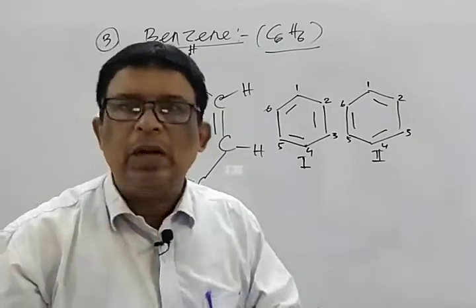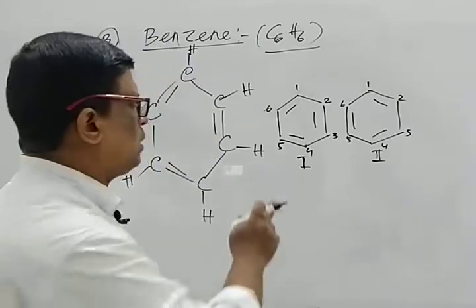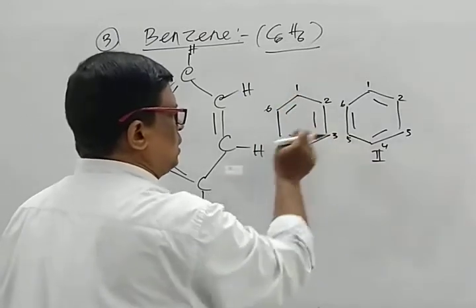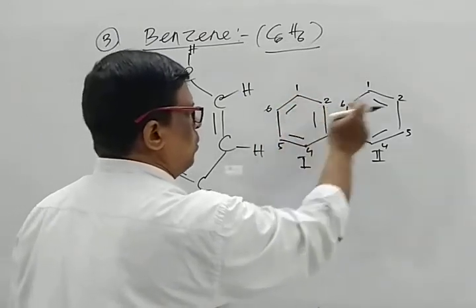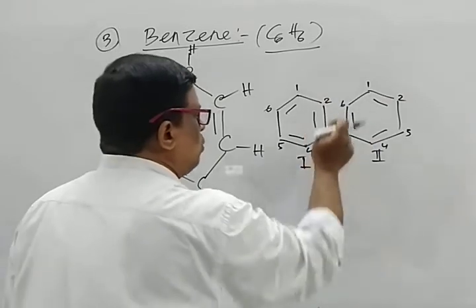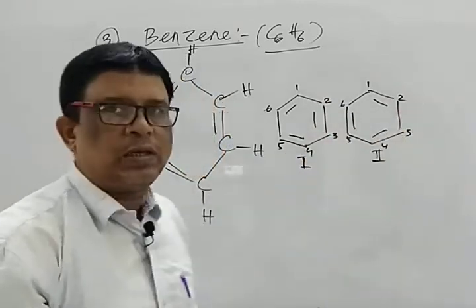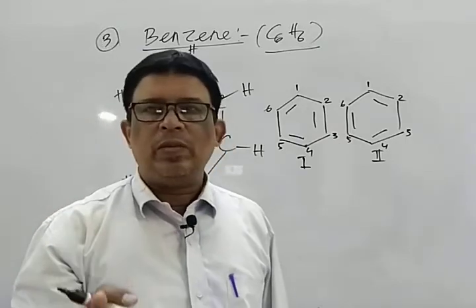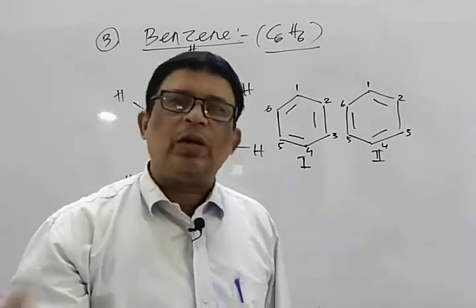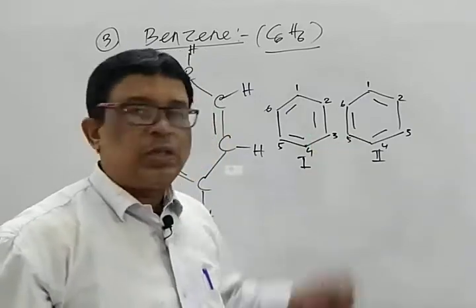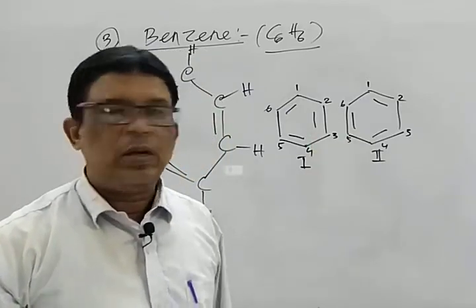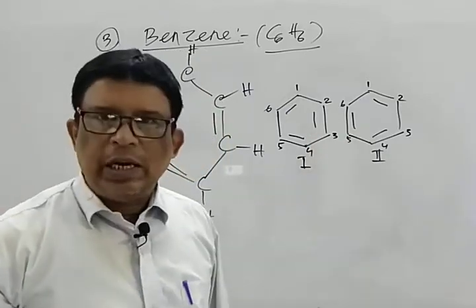The total number of single bonds and double bonds remains the same. But mark that: if we number the carbons 6, 1, 2, between 6 and 1 there is a single bond, but between 1 and 2 there is a double bond. Between 2 and 3 there is a single bond. So this is the difference. No doubt the formula is the same, the number of each kind of atom and type of bond is the same, but the position of the multiple bond is different. So these are known as resonating structures.